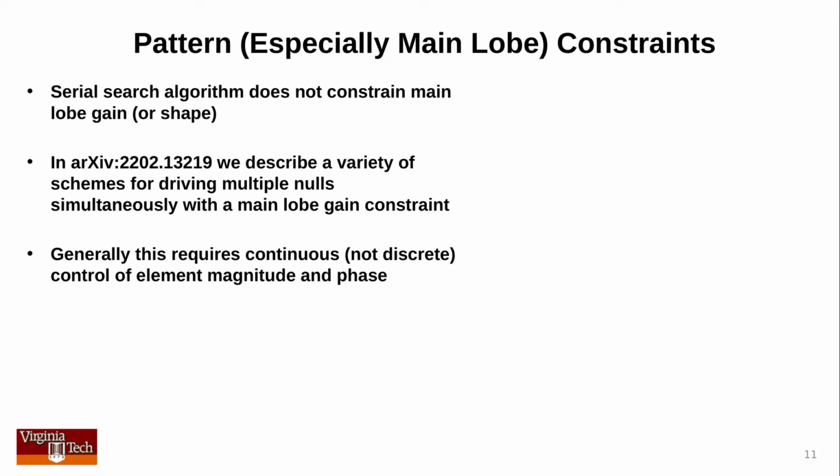My collaborator, Mike Buer, has been looking at various ways that we can set the element states with multiple constraints, and you can see his work in the preprint identified here. He's identified a number of algorithms which are very attractive, but which unfortunately require continuous, that is, not discrete, control of element phase and magnitude. The problem is that when you quantize magnitude or phase, you can't solve directly for the element states, and you end up having to do some form of iterative optimization.